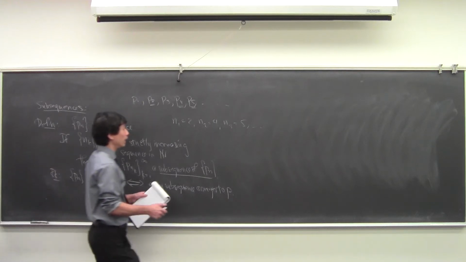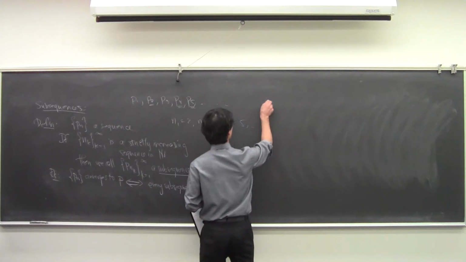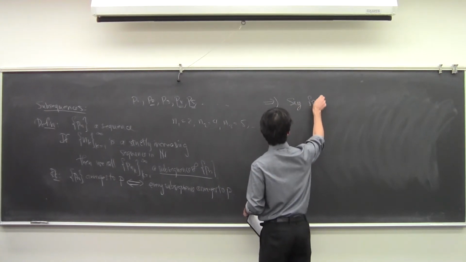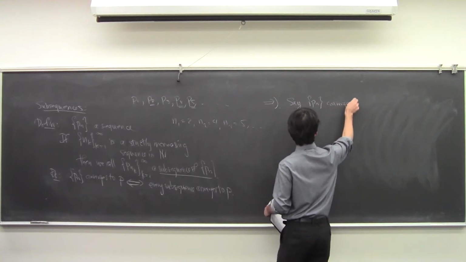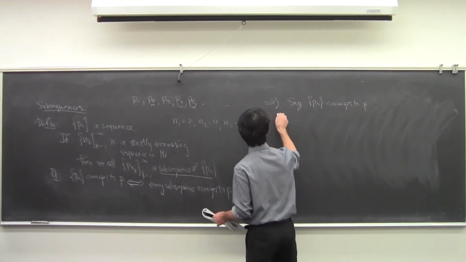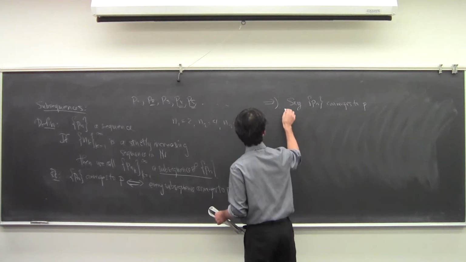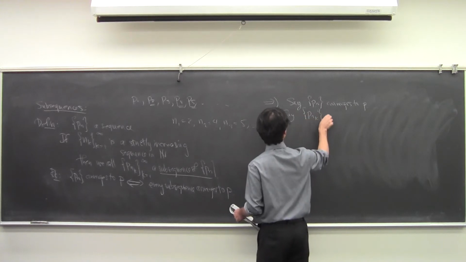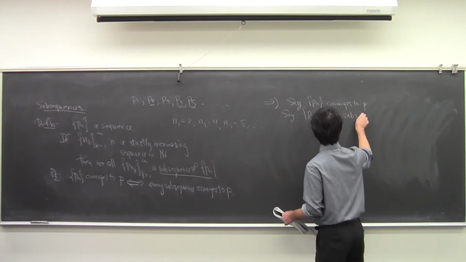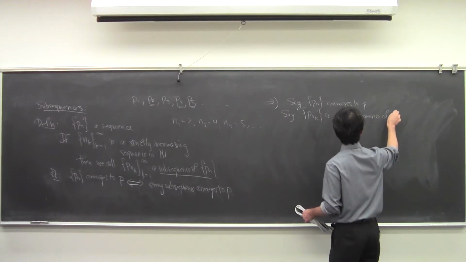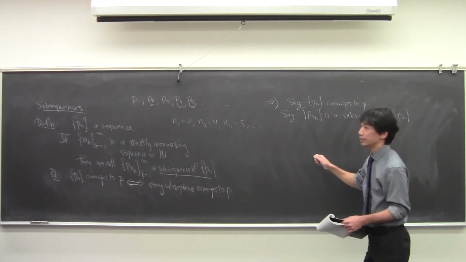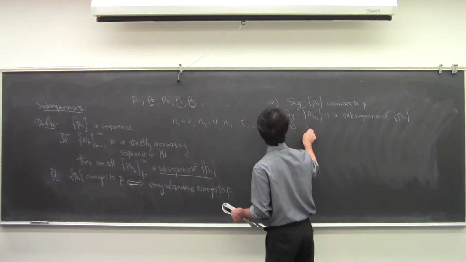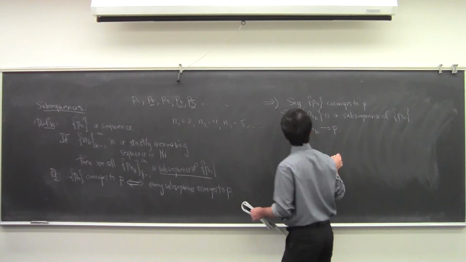And then going forwards, right? Suppose that p sub n converges to p, right? Then choose some arbitrary p sub n sub k, a subsequence of p sub n, and you want to show that p sub n sub k converges to p, right?